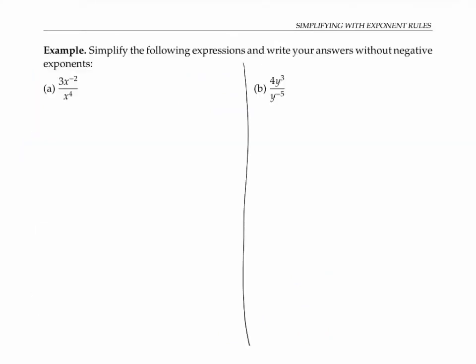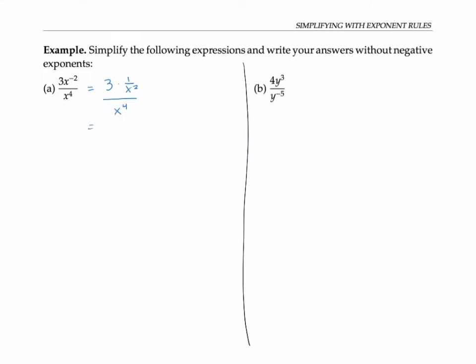For our first example, we want to simplify 3 times x to the minus 2 divided by x to the 4th. There are several possible ways to proceed. For example, we could use the negative exponent rule to write x to the minus 2 as 1 over x squared. All that gets divided by x to the 4th still. Notice that we only take the reciprocal of the x squared. The 3 stays where it is, and that's because the exponent of negative 2 only applies to the x, not to the 3.